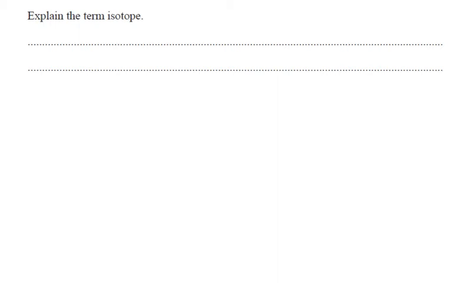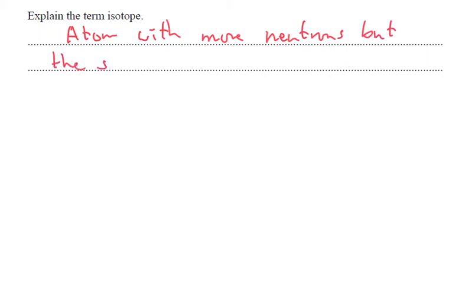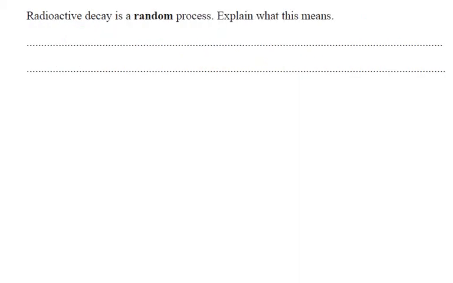Explain the term isotope. Well, it's an atom with more neutrons, but the same number of protons. Radioactive decay is a random process. Explain what this means. Well, it means the decay cannot be predicted.